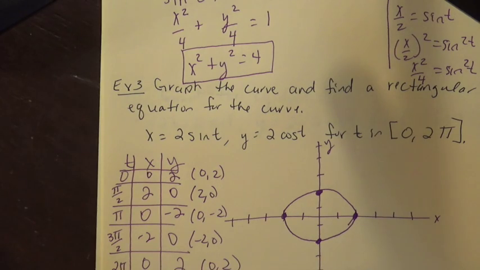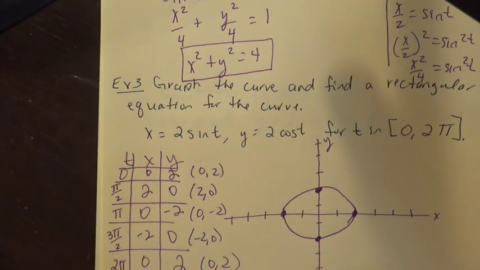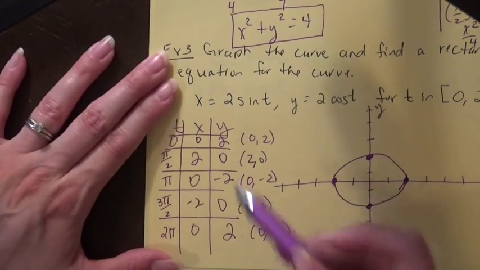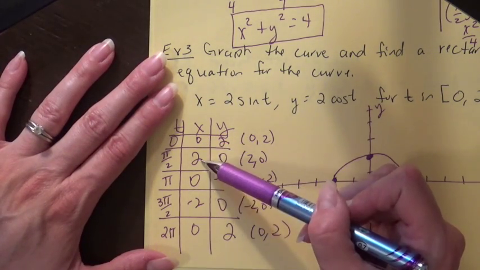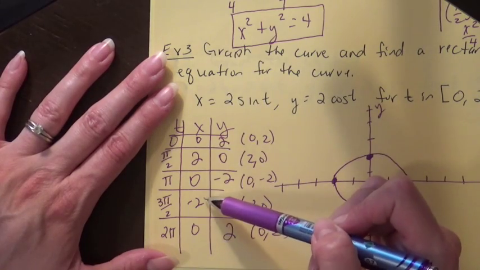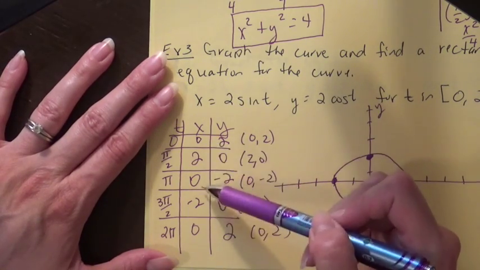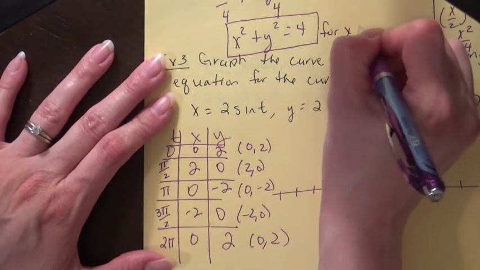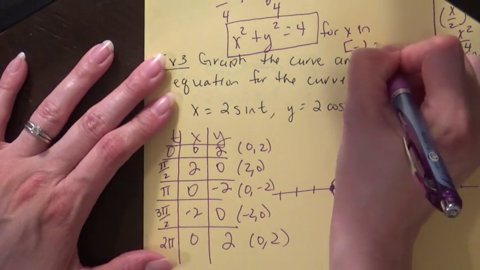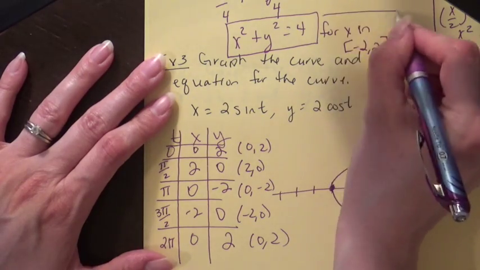Yeah, we have to say for what x values that we're getting this. So look at our table, our x values. They go from a minimum of -2 to a maximum of +2. So we need to say this is for x in the interval [-2, 2]. So that's also part of our answer there.